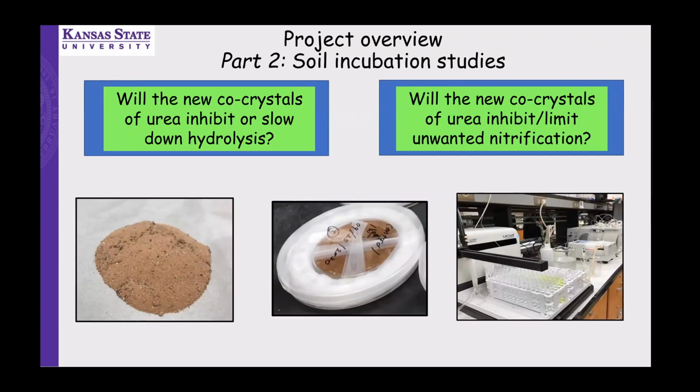So this is essentially part 1, and this has been carried out in the Department of Chemistry. Part 2 is going to be trying to figure out what happens to the nitrogen if we deliver a fertilizer in the form of a urea co-crystal as opposed to urea in and of itself. So 2 questions that we want to try to address. Will these new solid forms of urea inhibit or slow down the hydrolysis, the step 1 of urea breakdown? And secondly, will those new co-crystals of urea inhibit or slow down or limit the subsequent and highly undesirable nitrification of nitrogen-containing compounds? And this work was done in the Department of Agronomy.